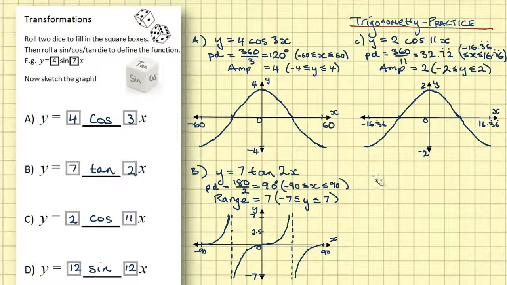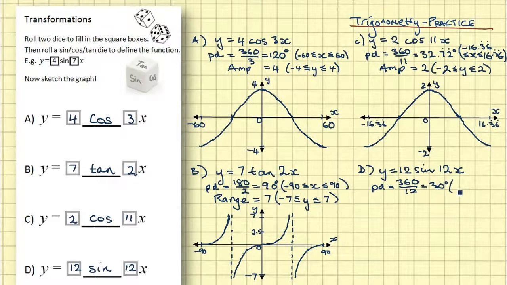So lastly, I've got my very stretched 12 sine 12x. So let's write that down. Okay. So y equals 12 sine of 12x. Okay, so my period is going to be, well, with the sine function, 360 degrees, but it's divided by 12. Well, 360 divided by 12 is like 36 divided by 12 is 3, times 10 is 30. Okay, so that's a slightly easier value than we had before with our 32.72 recurring degrees.